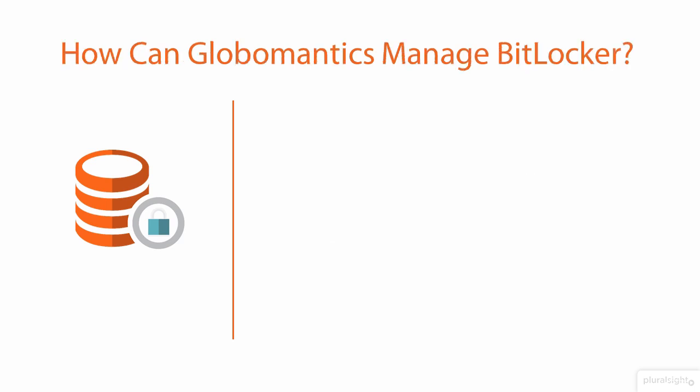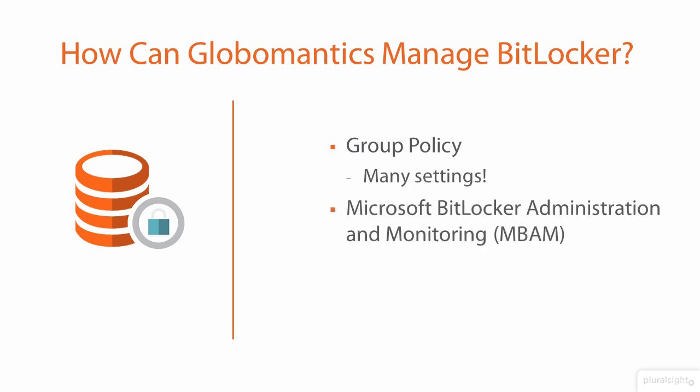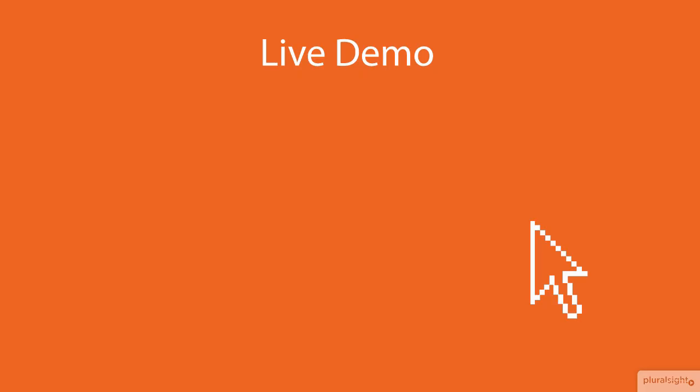There are a couple of ways that GlobalMantic can manage its BitLockered systems. Early versions of BitLocker came with virtually no management tools, but that's not the case anymore. Group Policy provides quite a collection of settings. We'll look at a few in just a minute. And the MBAM tool that I just mentioned, the Microsoft BitLocker Administration and Monitoring, is another option if GlobalMantic chooses to license the Microsoft Desktop Optimization Pack, or MDOP. The MDOP, by the way, is only available to volume license customers.